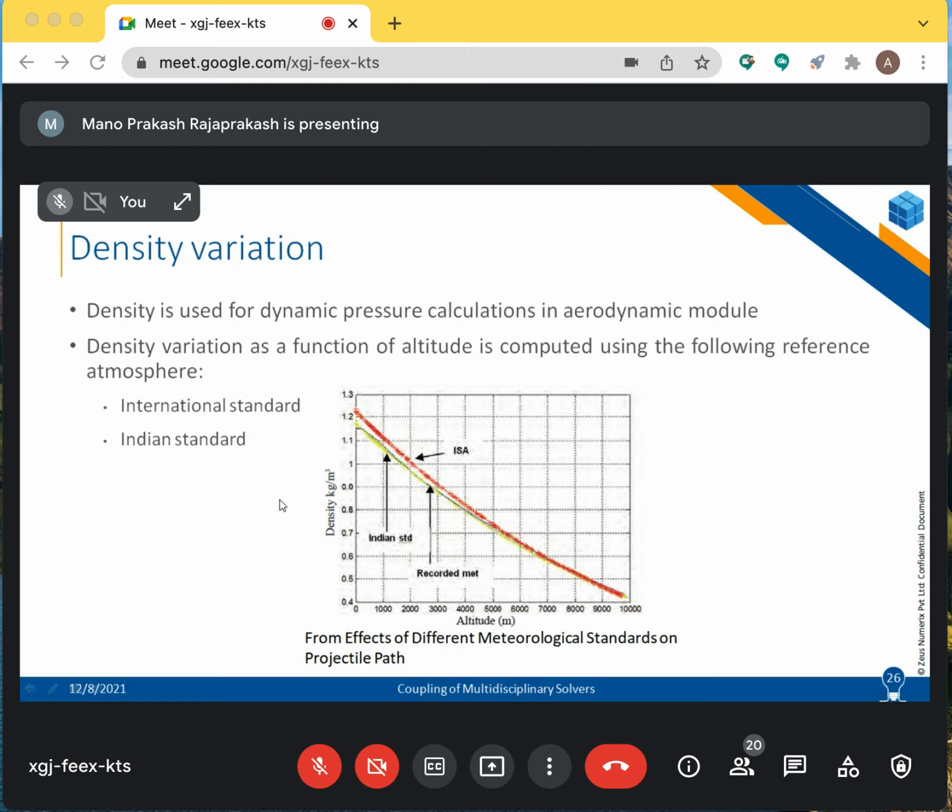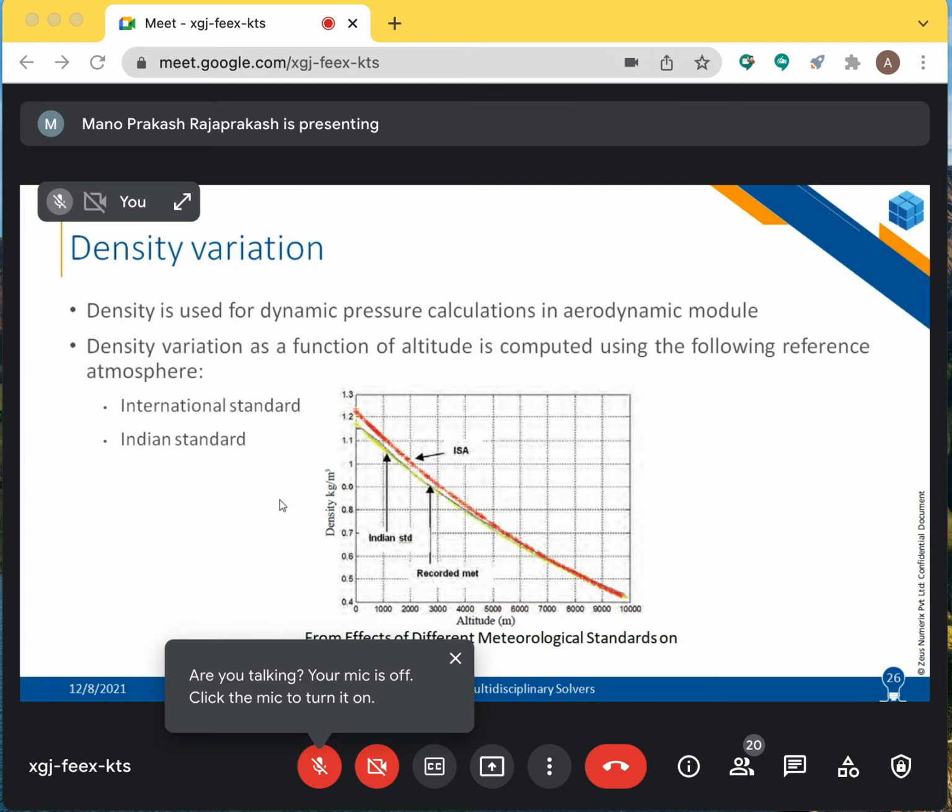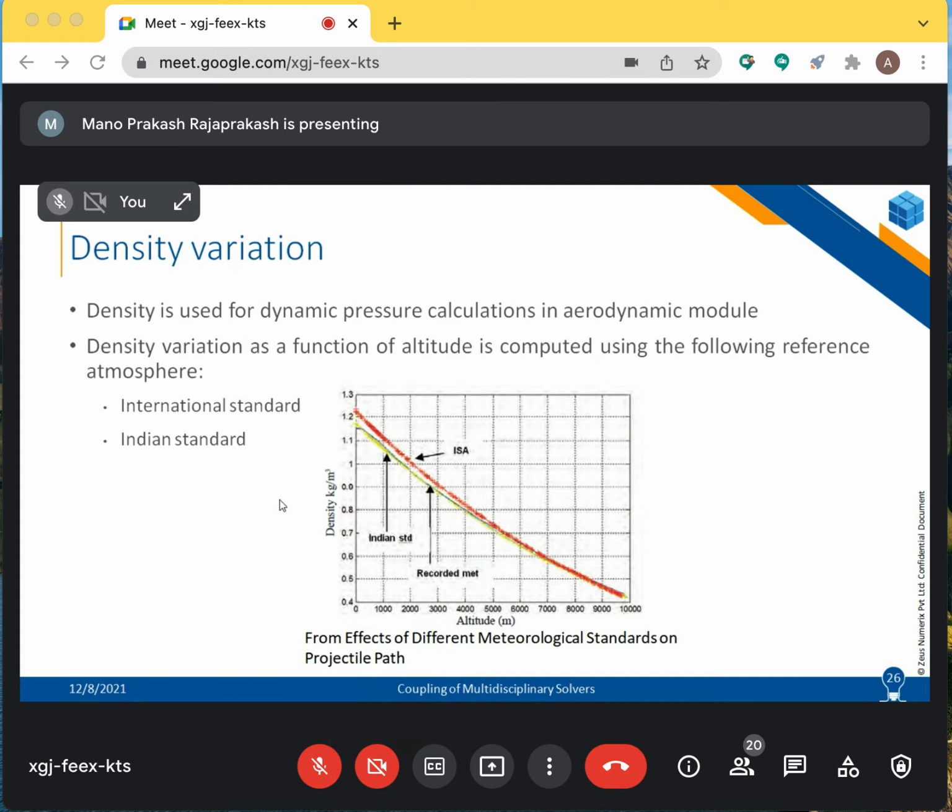there is an interest in the community to use the MET data. MET data is nothing but meteorological data, where at each and every altitude you can use some actual measured data as a function of altitude. If you know the particular density value that the air is going to have, that can be measured. So it is called MET data. It comes in a standard format.